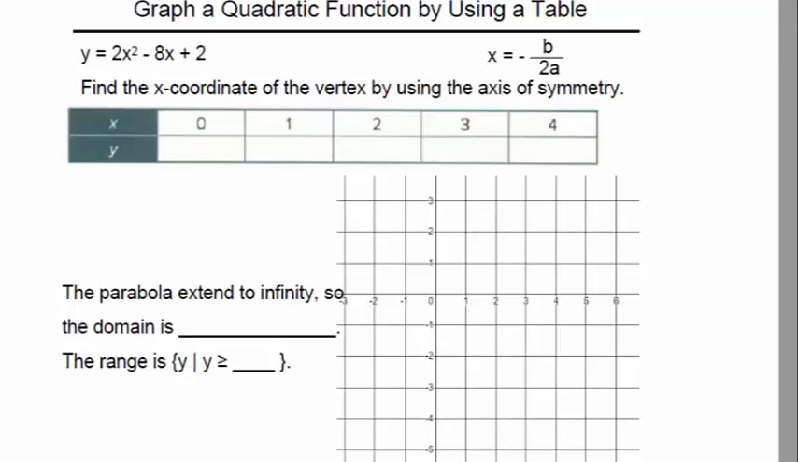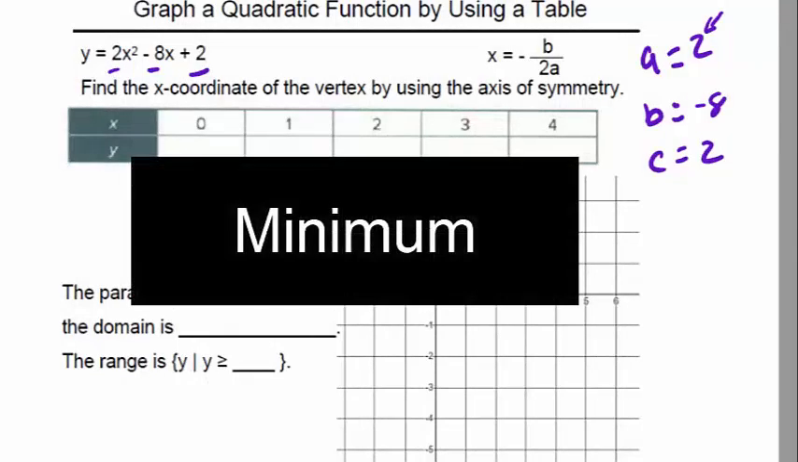Well, we look at the a, b, and c values. First thing I want to identify is the a, b, and c values. So the a value of this function is going to be the 2 out in front here. The b value is going to be the -8. And the c value is going to be the 2. So since my a value here is greater than 0, meaning it's positive, I have a minimum function. So my graph should go in this direction. It should curve like that, creating a low point.